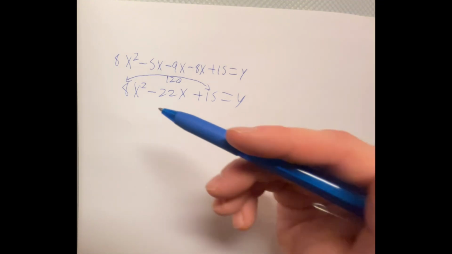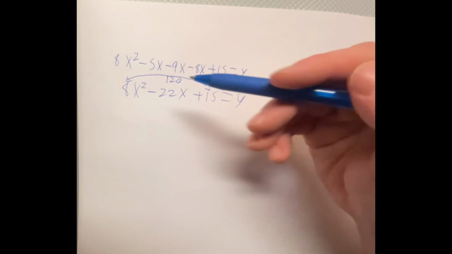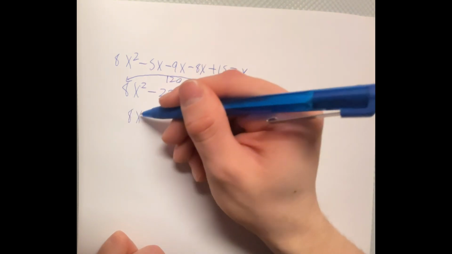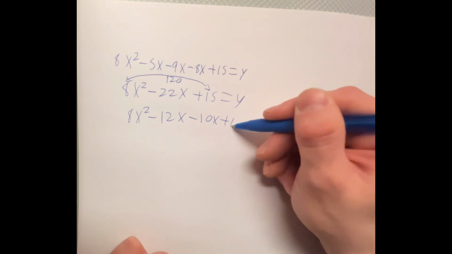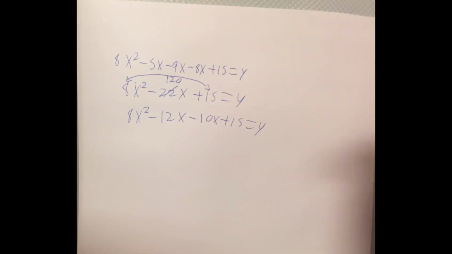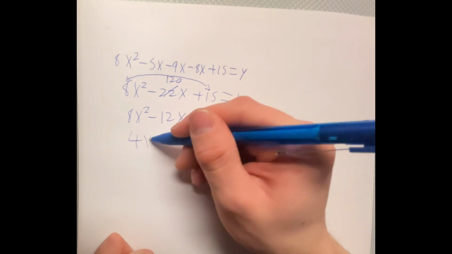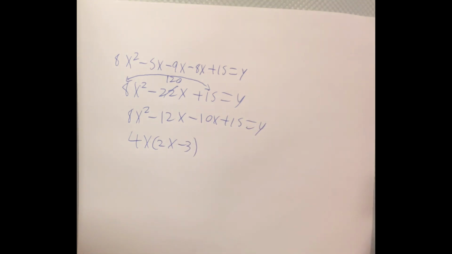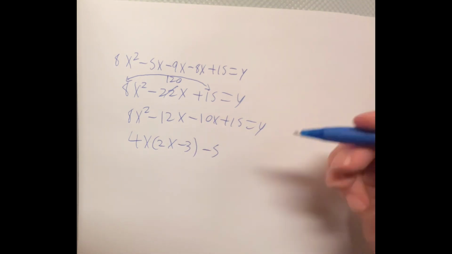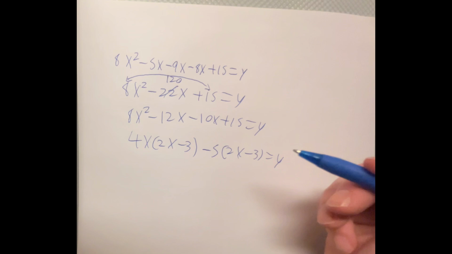So what this would be negative 12 and negative 10, because this would multiply to 120 and it would add to negative 22. So you go 8x squared minus 12x minus 10x plus 15 equals y, and obviously this would cancel out as we saw from previous examples. So now what we're going to do is we're going to factor this out. So we can take out a 4x here, and this is simply going to be 2x minus 3, just like that. And here we can take out a minus 5, and it's going to be 2x minus 3. This is going to equal y, as we know.